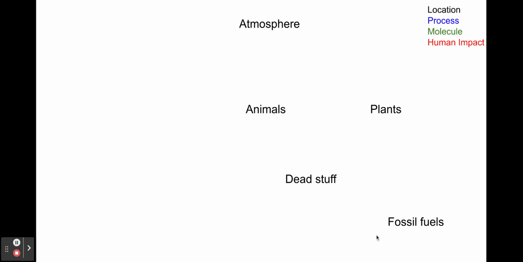Make sure that you're following my spacing. I do have a couple lines, a little bit of space underneath fossil fuels and to the right of fossil fuels. Looking to the left, I've got ocean, and ocean is in the middle of the left-hand side, and it's also in between the level of atmosphere and animals.